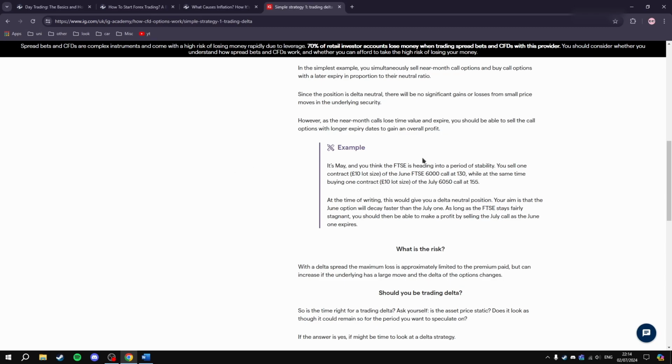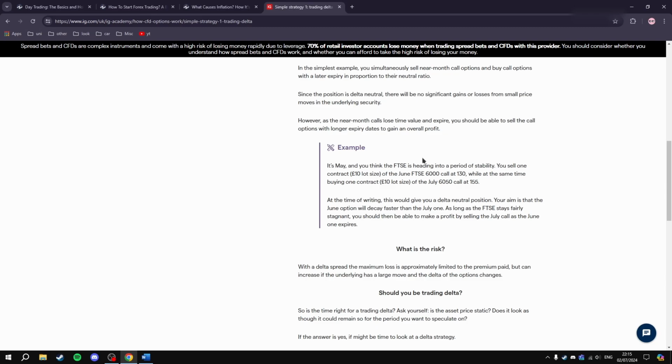Whilst at the same time buy one contract at 155, giving a delta neutral position. So you've got a selling contract and a buying contract. Your aim is that the June, which is your selling contract, will decay faster than the July one. As long as the FTSE stays fairly stagnant, you should then be able to make a profit by selling the July call as the June one expires.